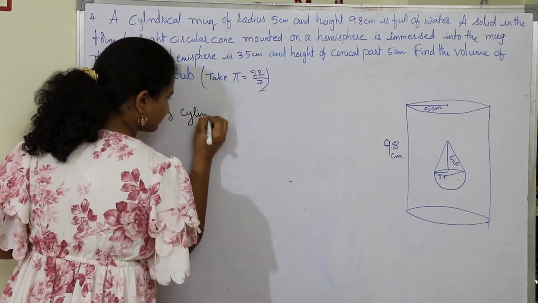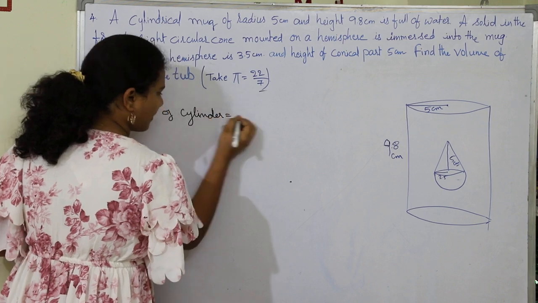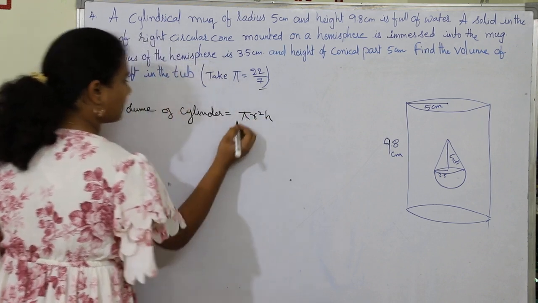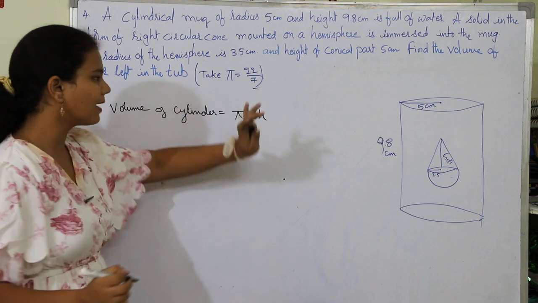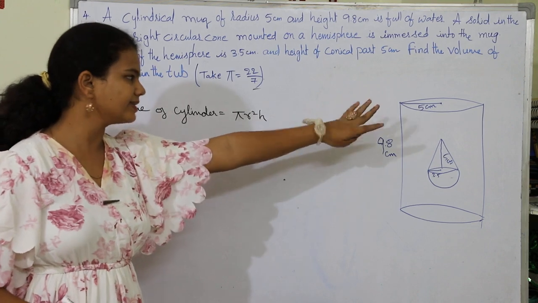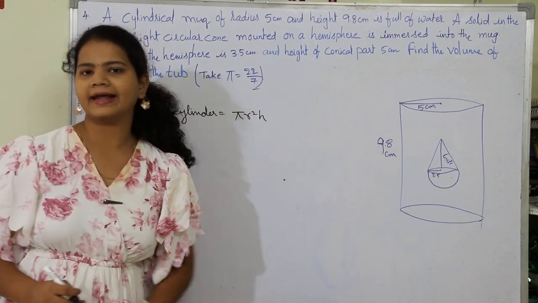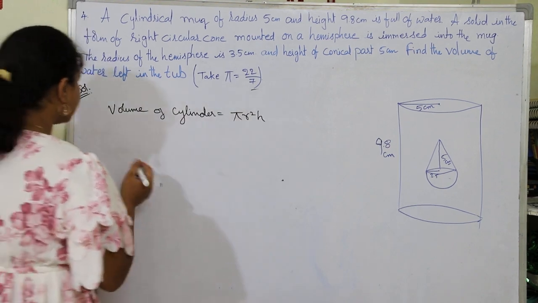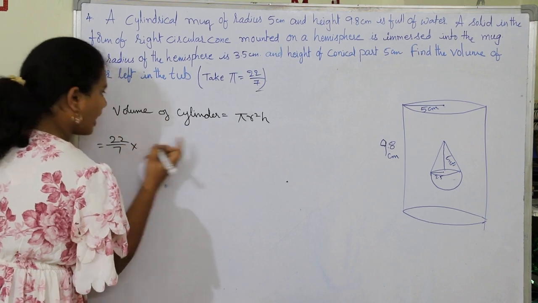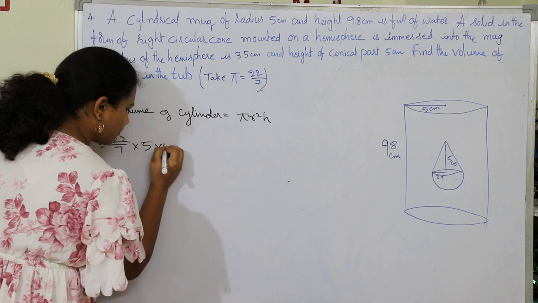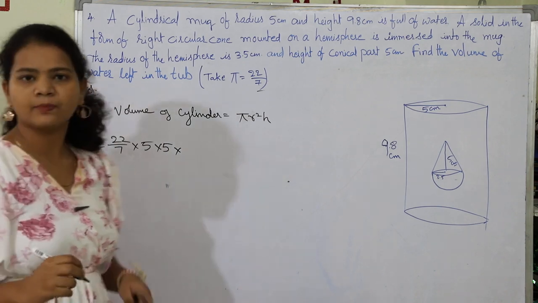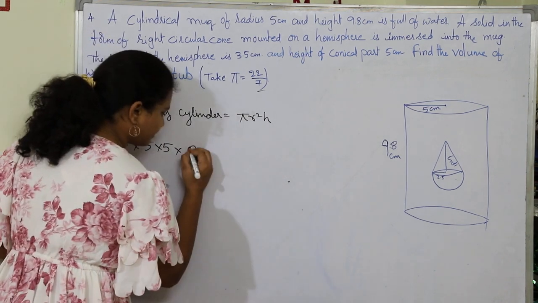So volume of cylinder equals, the formula is pi r square h. The pi value I know is 22 by 7, as they have given to take pi as 22 by 7. Now r means radius, where radius equals 5 centimeters and height h equals 9.8 centimeters. So volume of cylinder equals 22 by 7 into r square, that is 5 into 5, into h, which is 9.8.